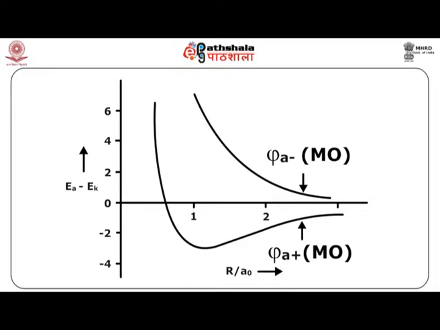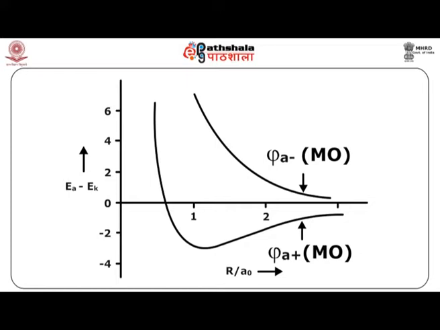And now if we look at the expression for the energy of the two orbitals and see how this energy varies with the internuclear distance, the corresponding plot is shown here. You can see that in the case of the anti-bonding molecular orbital, Phi A minus, the energy is continuously increasing. Whereas in the case of the bonding molecular orbital, as the hydrogen atoms approach each other, the energy decreases, then it reaches a minimum, and after that it increases.